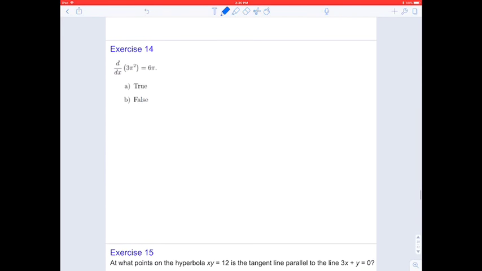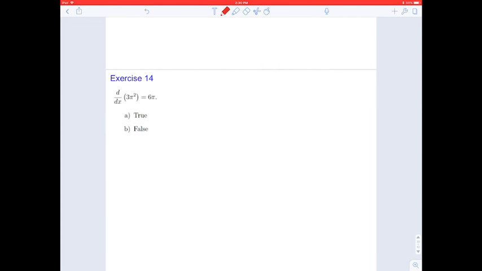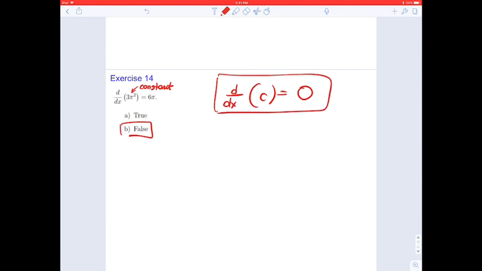Okay, exercise number 14. Oh, nice and short. Derivative with respect to x of 3 pi squared equals 6 pi. True or false? Of course, false, because this is a constant. The derivative of a constant is 0. Okay? The derivative of a constant, of course, is 0. That means it's not 6 pi.